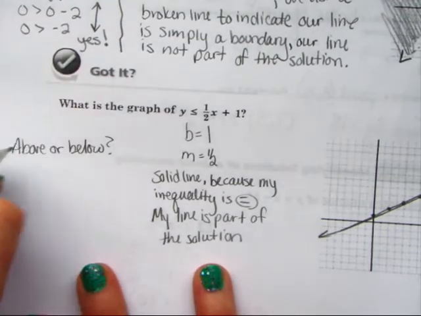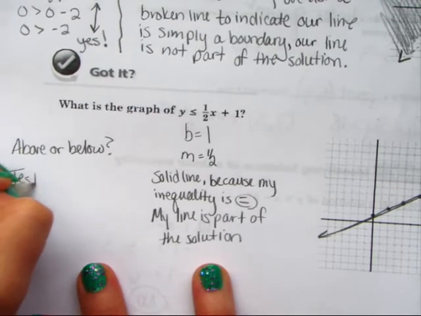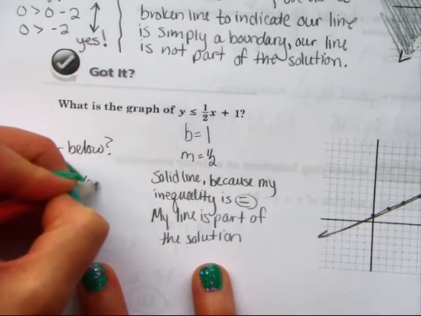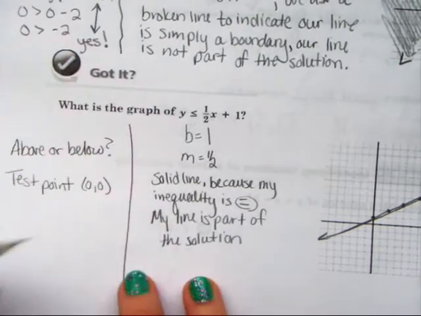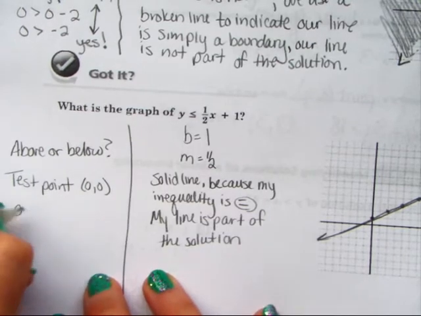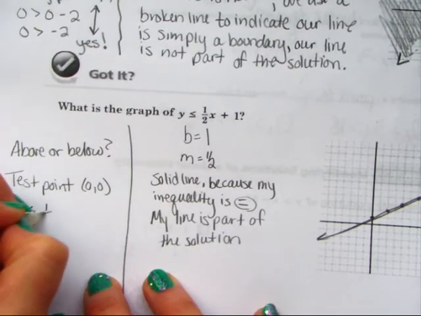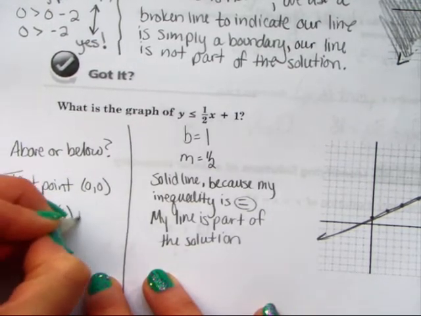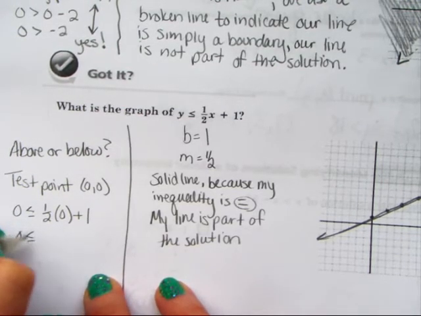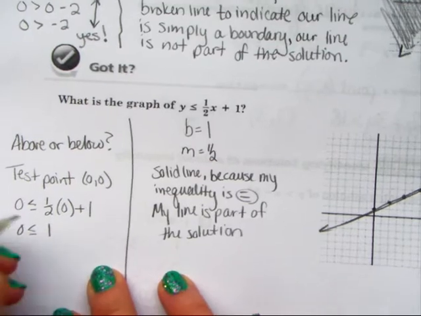Well, we can do a testing point. And remember the easiest testing point I told you? The easiest testing point is 0, 0. Well, let's plug 0, 0 in. Is 0 less than or equal to 1/2 times 0 plus 1? Well, you tell me. Is 0 less than or equal to 1?